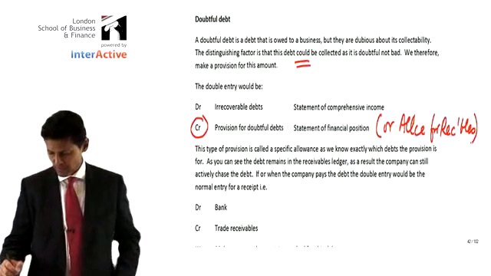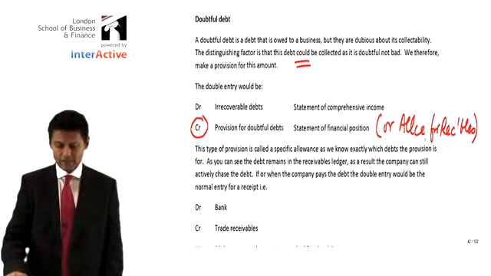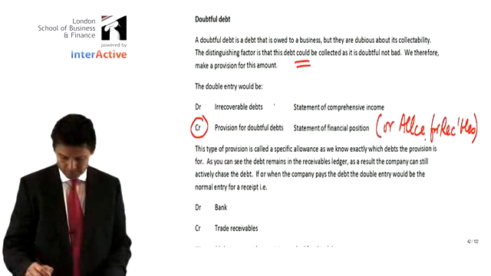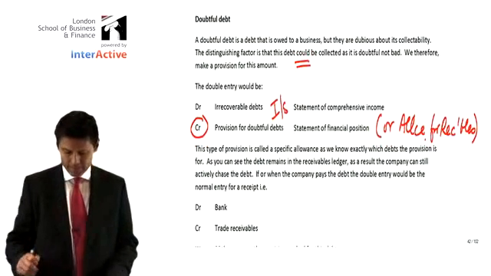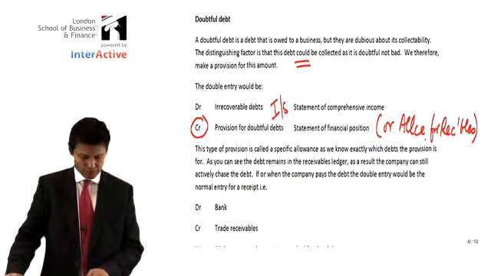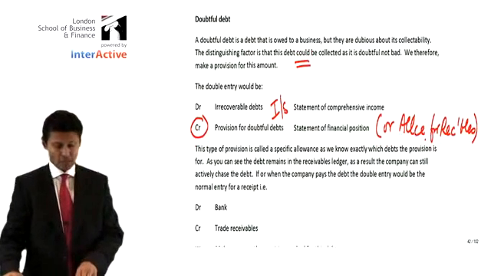I've just used some abbreviations there. So you debit your irrecoverable debts in the income statement. So the income statement is debited and the credit goes to the statement of financial position, which is the balance sheet, of course. This type of provision is called a specific allowance, as we know exactly which debts the provision is for.